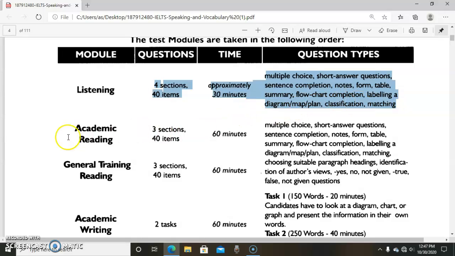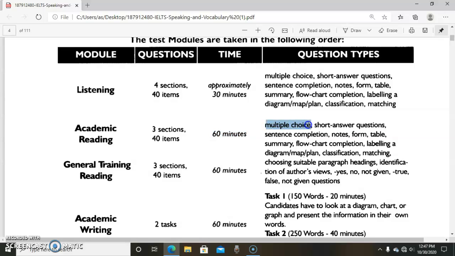Okay. Now the second one is the academic reading, and the academic reading is divided into 3 sections, and there are 40 items, 40 questions. 60 minutes time is given, and you have to finish this within this 1 hour. Yeah, answering the questions. The different kinds of questions will be asked.